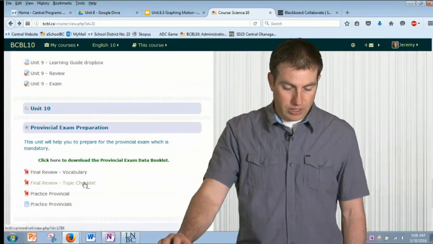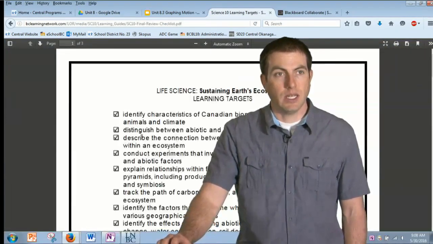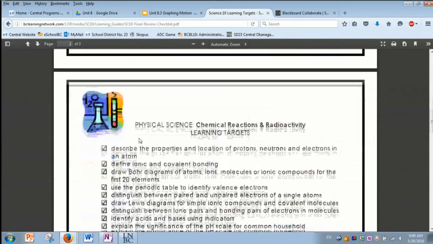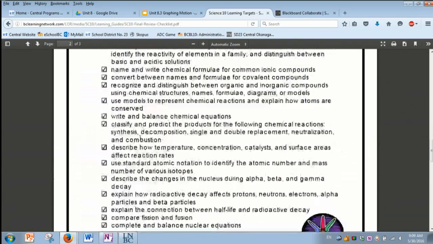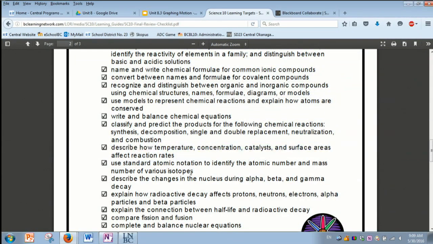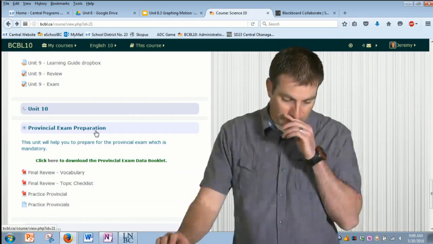The other thing we have here is a topic checklist, which is exactly what it sounds like. It just goes through each of the learning outcomes from the course, and you should be able to do all of these things, such as use standard atomic notation to identify the atomic number and mass of various isotopes. So do you know what an isotope is? Atomic mass number. You can go through that, and again, if you see something that maybe you haven't seen before, then you could go back and look it up.